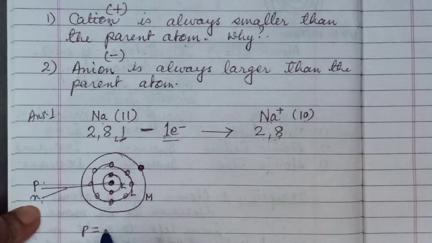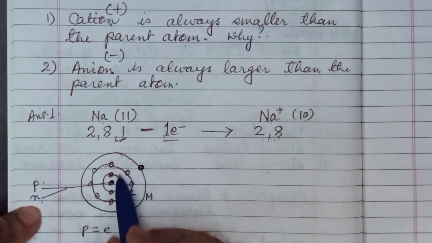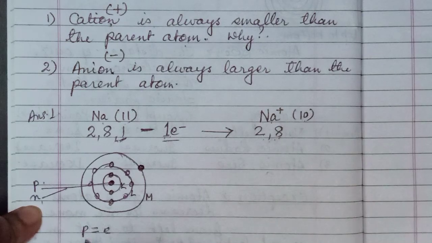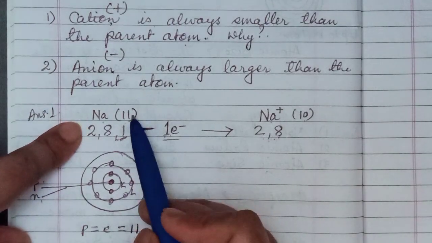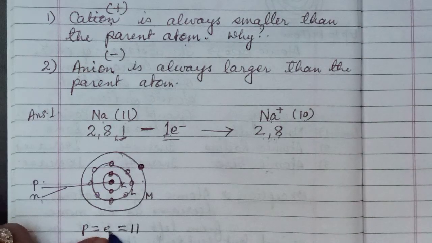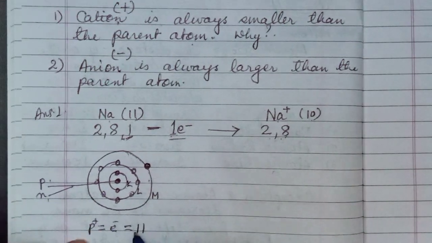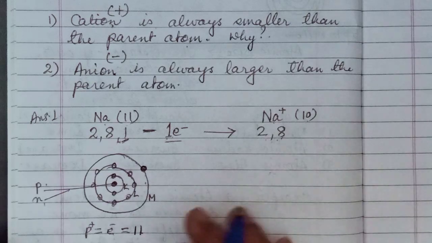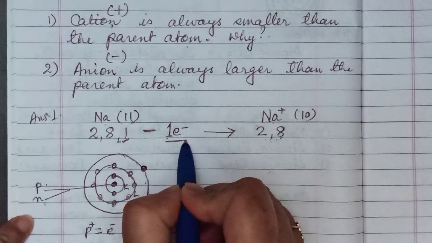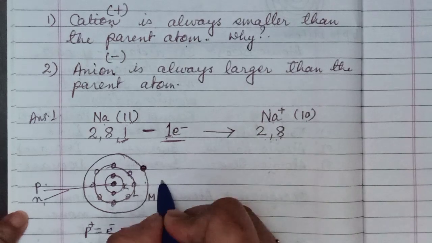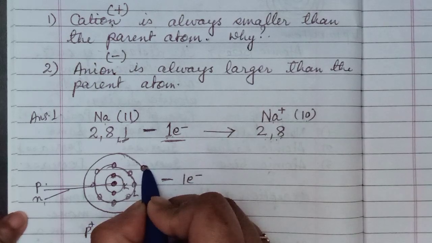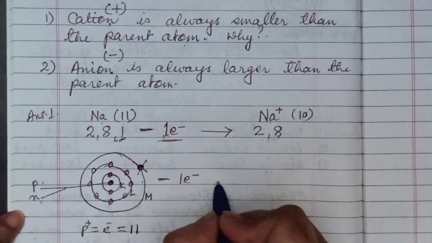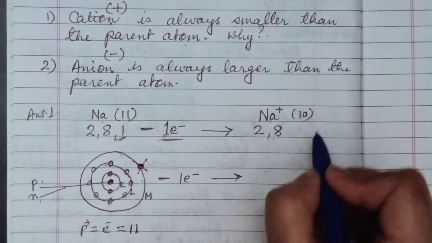The number of protons is equal to the number of electrons. How many electrons are here? 11. That means protons are also 11. Clear? So for the parent atom, you can see the number of electrons is equal to the number of protons, which is 11. What have we done here? We have removed one electron only. So from here we are removing one electron. That means this electron has been removed. What will remain? That is 10 electrons.